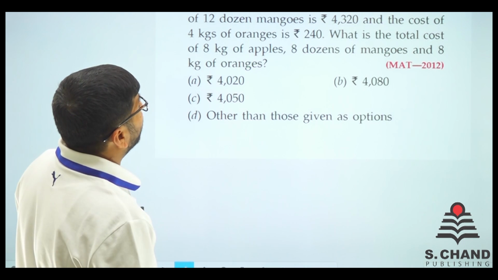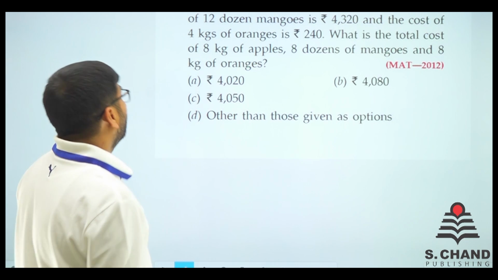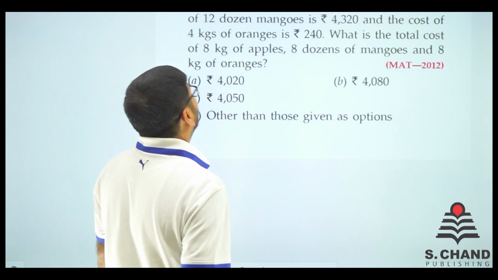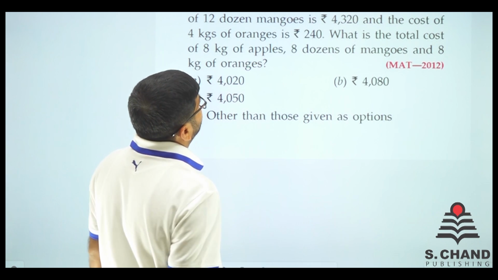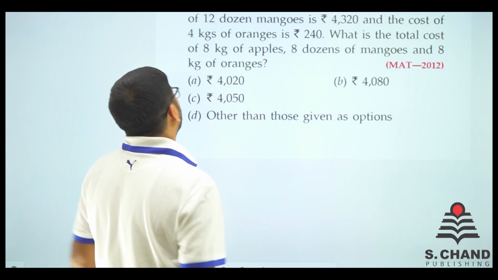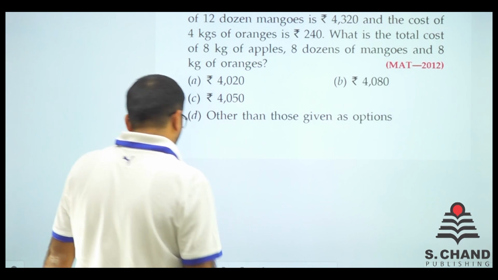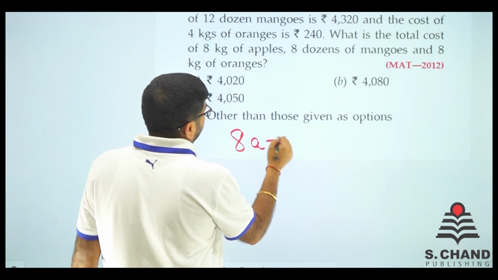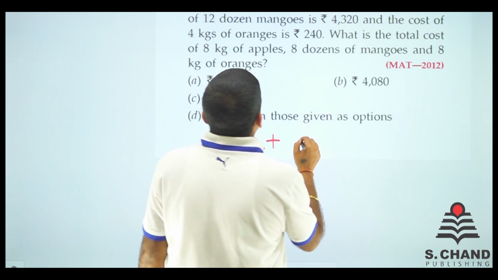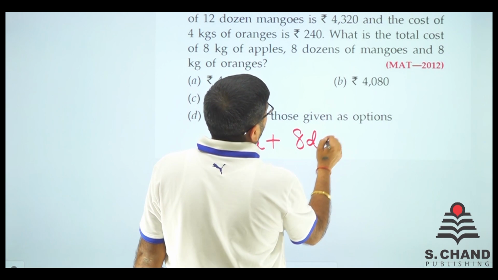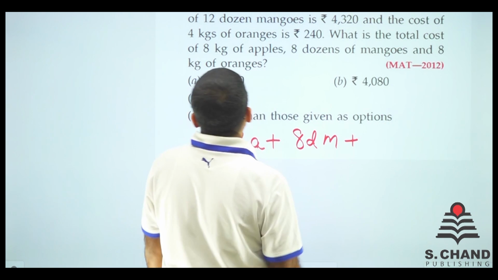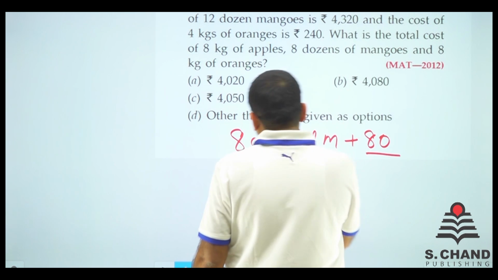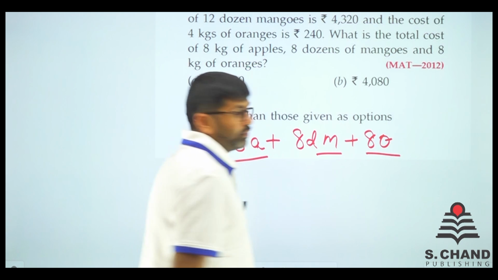Okay, the cost of 5 kgs of apple is 450. The cost of 12 dozen mangoes is 4,320. The cost of 4 kgs of oranges is 240. What is the total cost of 8 kgs of apple? Okay, so we do one thing. We need to find 8 kg apples, then we need to find 8 dozen mangoes, plus we need to find 8 kg of orange. We need to find these, right?